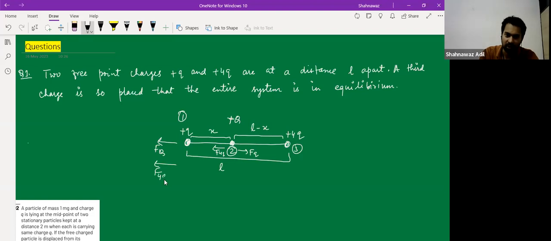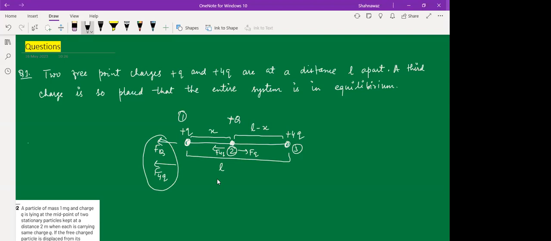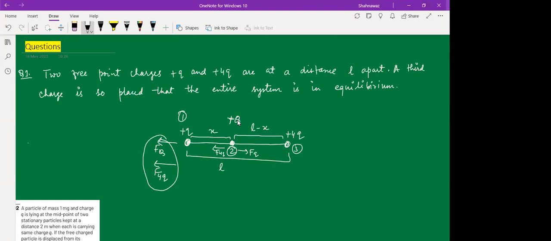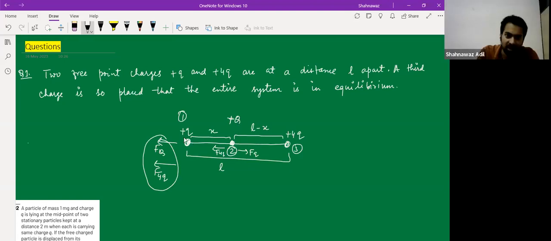So this is 4Q, right? So this can't be in equilibrium, right? Sir, can I once again explain the diagram? Yes. So let's say I put a positive Q charge. Then we would calculate the F net at this point, F net at this point, F net at this point, right? So for the system of the charges to be in equilibrium, all these F net should be 0, right?